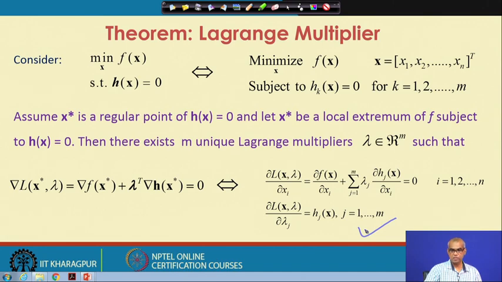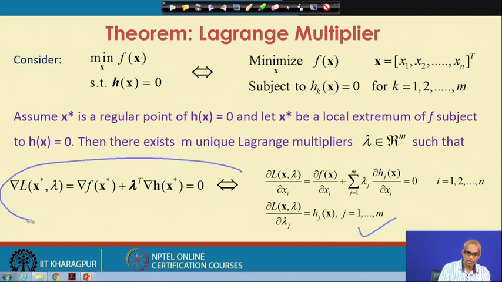So, this is the theorem which says that if x star is a regular point, then if x star has to be a local extremum of f subject to the equality constraint h equal to 0, then there will exist m unique Lagrange multipliers which will satisfy gradient of L equal to gradient of f plus lambda transpose gradient of h equal to 0 at point x equal to x star.